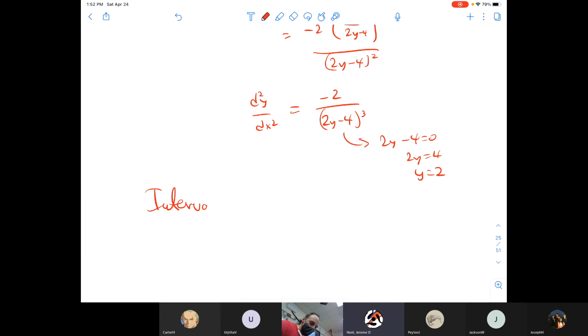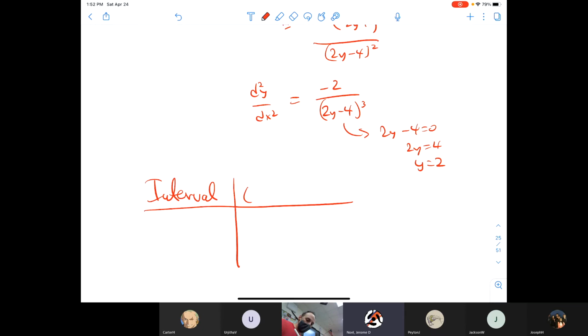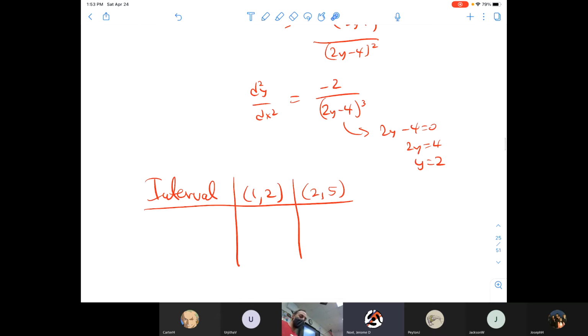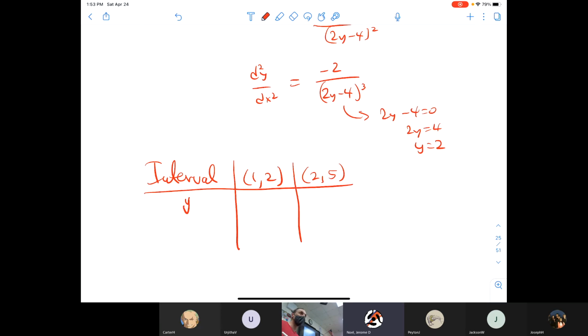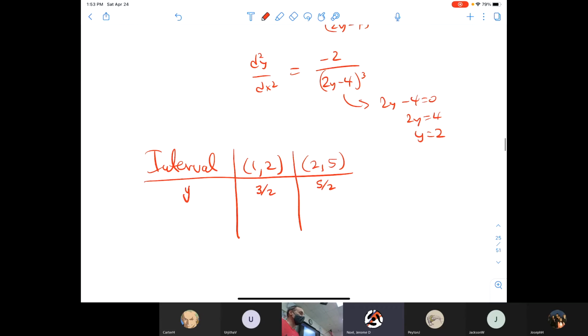So we're going from 1 to 2. 2 is our critical, or I guess super critical, number. And from 2 to 5. And notice that what we're doing is picking y values to go in here. Let's pick a y value in this first interval, in between 1 and 2. Yeah, 1.5. You want 3 halves? Yeah. All right, how about in between 2 and 5? Gotta keep it uniform. Yes, let's keep it consistent.